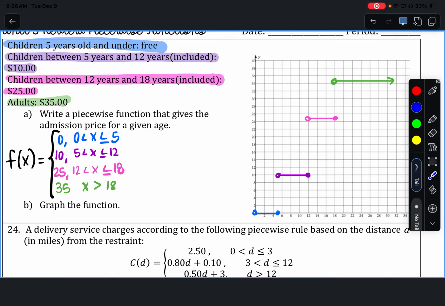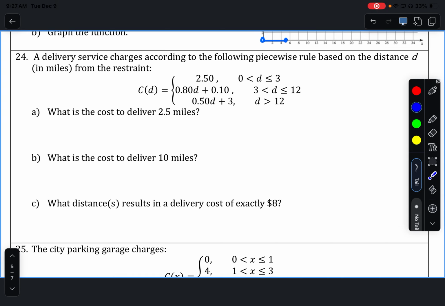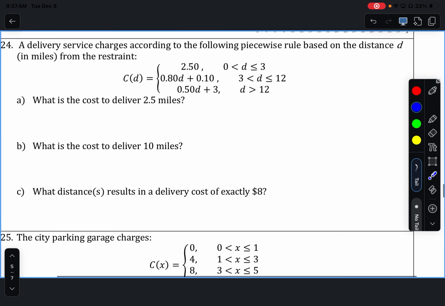All right, now we're going to look at number 24. We're not going to do all of it together, but we're going to talk about it. So we have a delivery service that charges according to the following piecewise rule based on the distance D in miles from the restaurant. We're going to ignore the fact that I royally misspelled restaurant.